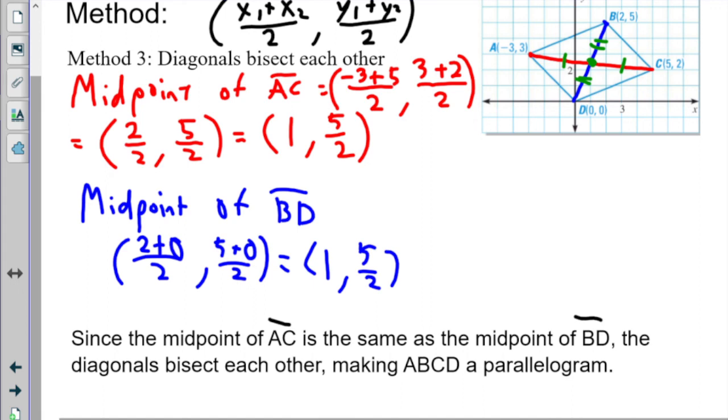So those are how the coordinate proofs work. Again, if you want to know about parallel, you're going to use your slope formula. Same slope means that they're parallel. If you want to know about congruent, you're going to use your distance formula. And then if you want to know about bisecting, then you're going to use your midpoint formula.